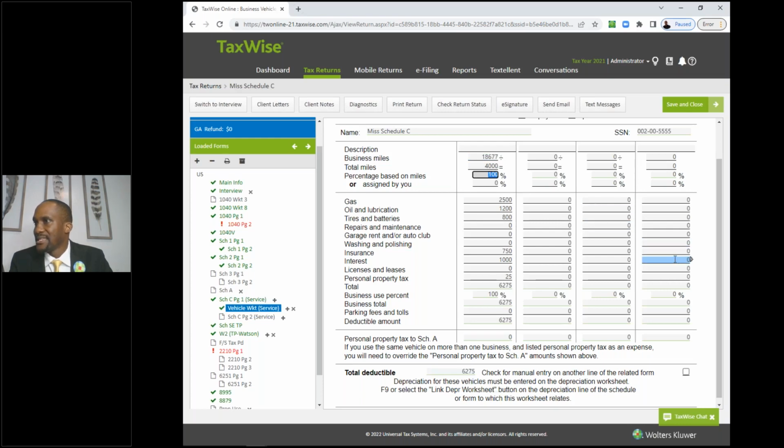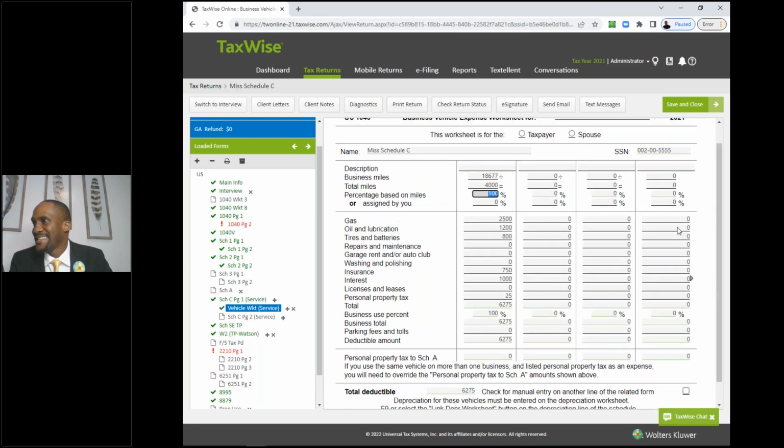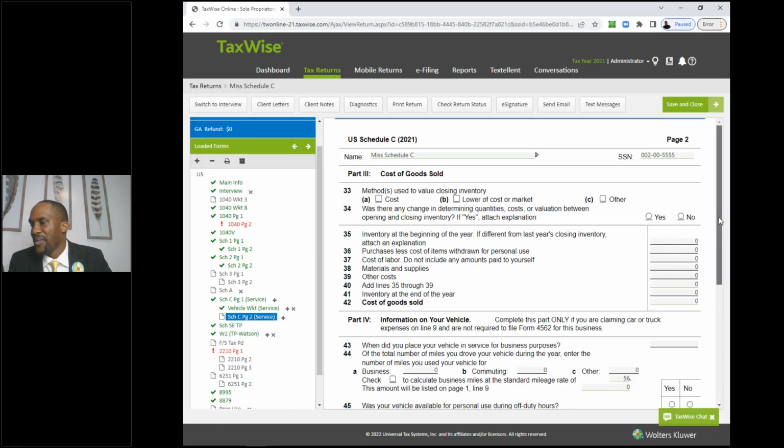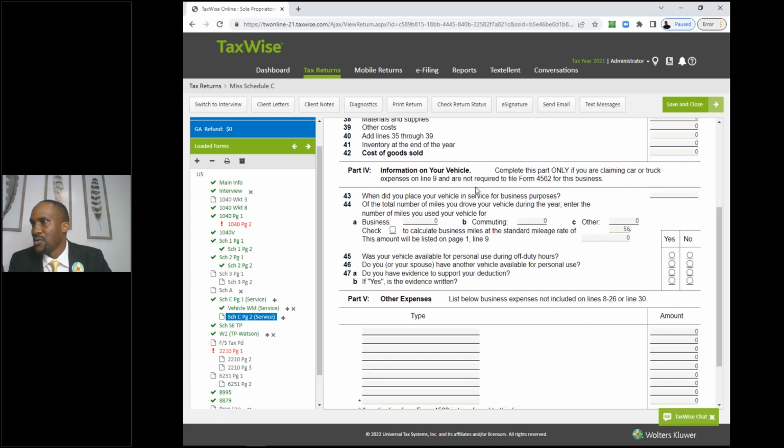But then let's take into consideration the mileage deduction. So we've got 18,677 miles. I'm going to cut and paste that number, and when I cut and paste that number, total miles over there, I'm going to come over to the second page of my Schedule C. And remember, the actual expense was a little over $6,200.